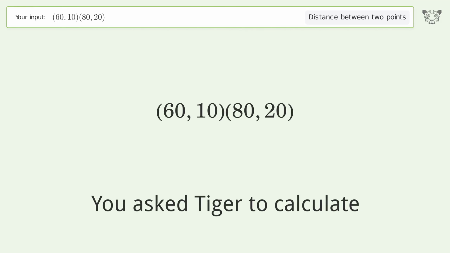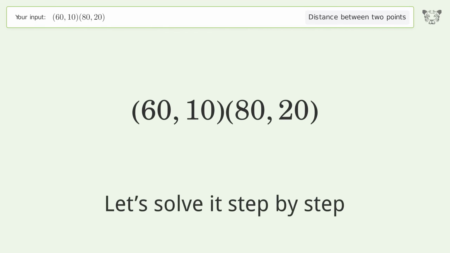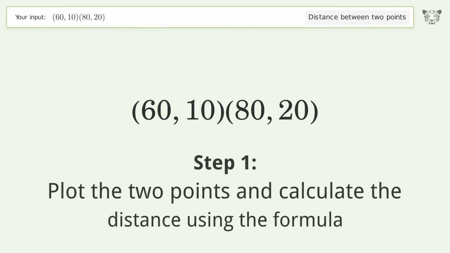You ask Tiger to calculate. This deals with the distance between 2 points. The distance between the 2 points is the square root of 500, or 22.361. Let's solve it step by step. Plot the 2 points and calculate the distance using the formula.